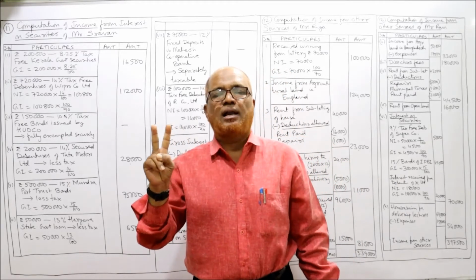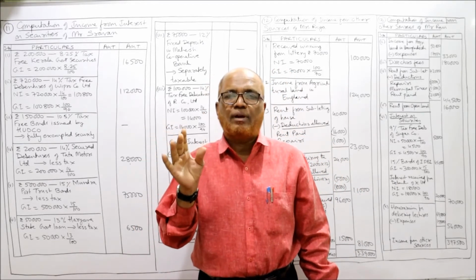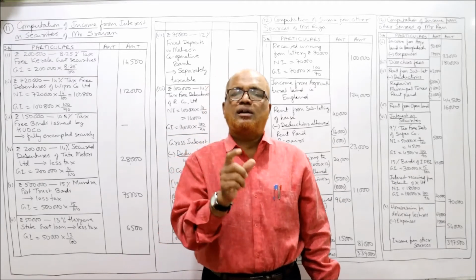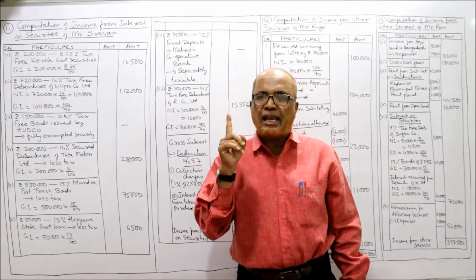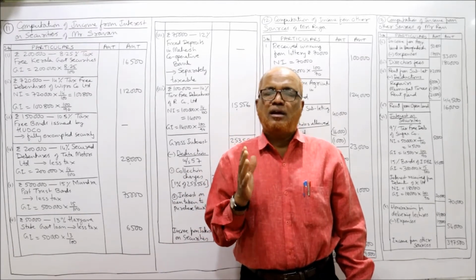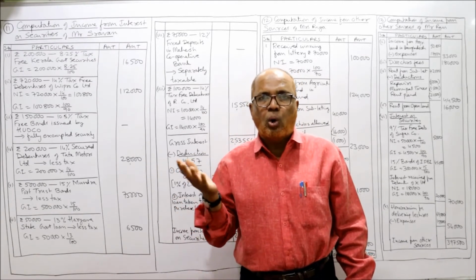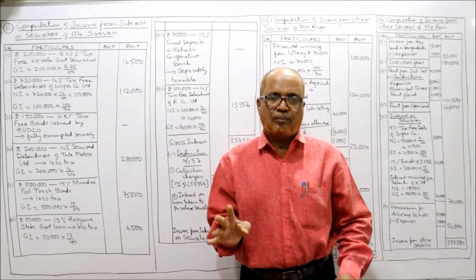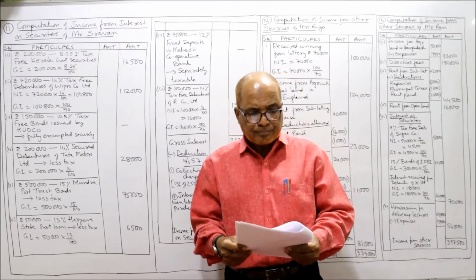Remember, two deductions are allowed while computing income from interest on securities. The two deductions are deduction under section 57. First one, collection charges. Second, interest paid on loan taken to purchase the security. These two deductions are allowed. Now one by one we'll discuss.